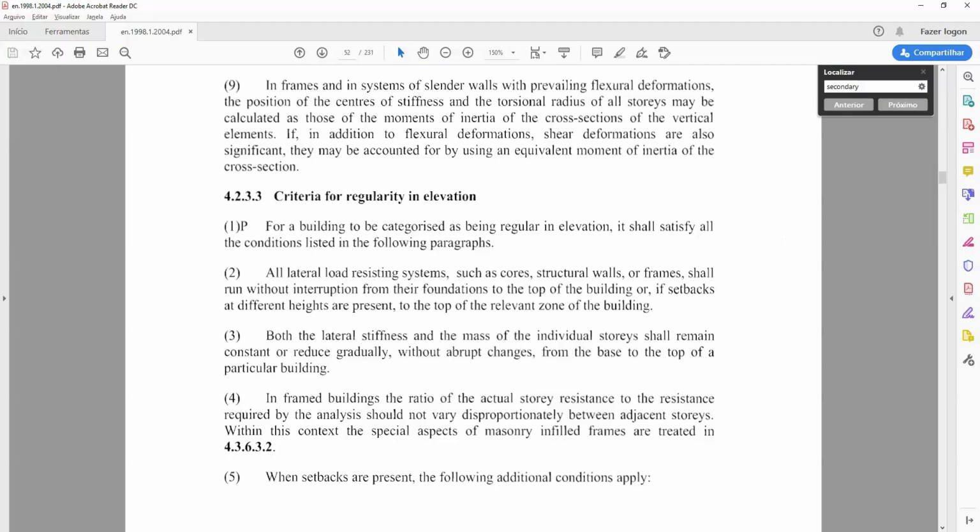Now, let's talk about the check we are going to perform on our building. With these criteria we just discussed, we could say that we don't really need any further checks and that, in general, our building is regular in height.